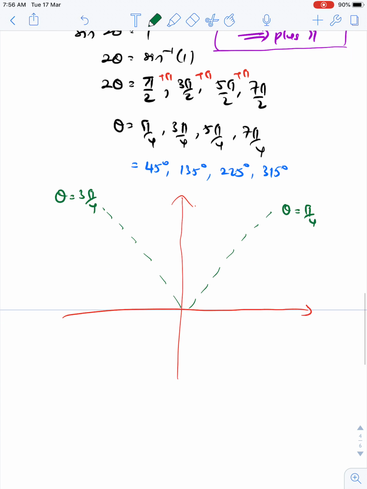And then the third angle should be located in the third quadrant, of course. We have theta equals 5 pi over 4, and the fourth angle should be located here in the fourth quadrant. So this is the fourth angle. Theta equals 7 pi over 4.